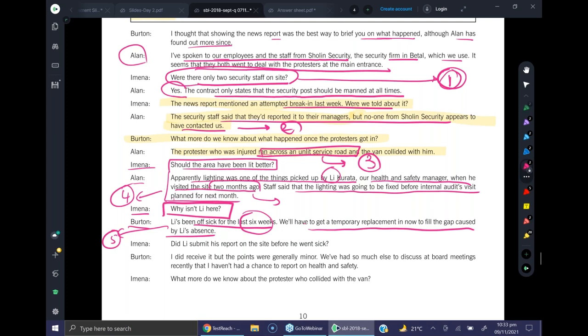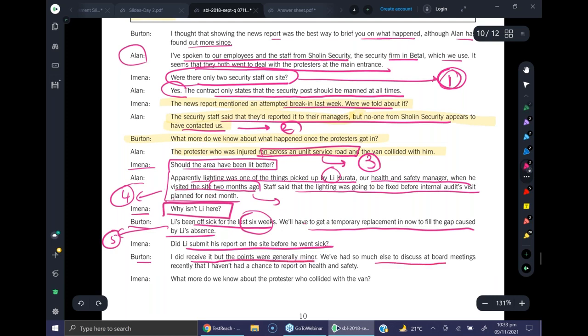Amina further says, did Lee submit his report on the site before he went sick? Burton says, I did receive it, but the points were generally minor. We have had so much else to discuss at the board meeting recently that I haven't had a chance to report on health and safety. So do you like his excuse that we had so much else to do? It's one of the major risks.